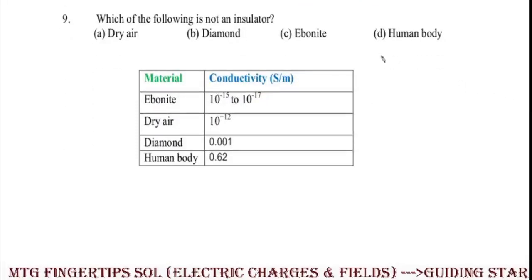Which of the following is not an insulator? Not an insulator means that must be a conductor. Clear? So dry air, diamond, ebonite, and human body. Similarly, here also in this particular case, we need to check the conductivity values of the given objects.